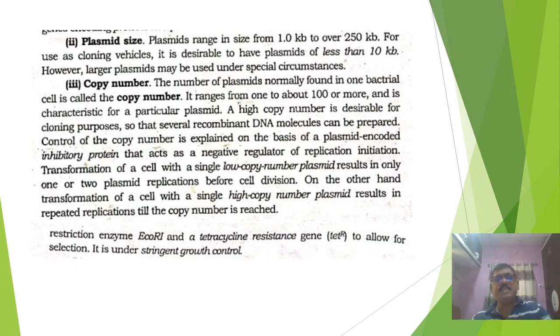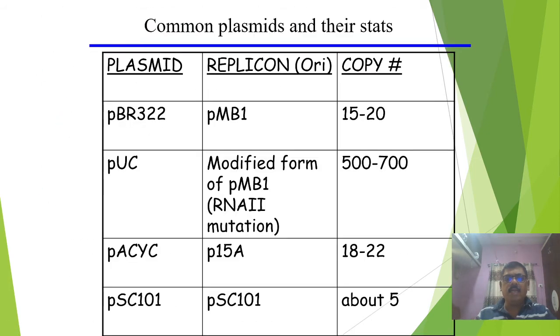Then plasmid size ranges from 1 kb up to 250 kb. But for use as a cloning vehicle, it is desirable that the plasmid should be less than 10 kb in size. Then the copy number is the number of plasmids normally found in one bacterial cell, that we have already discussed. In the chart also, the copy number of pBR322 is 15 to 20, and pUC is the highest, about 500 to 700, and likewise.